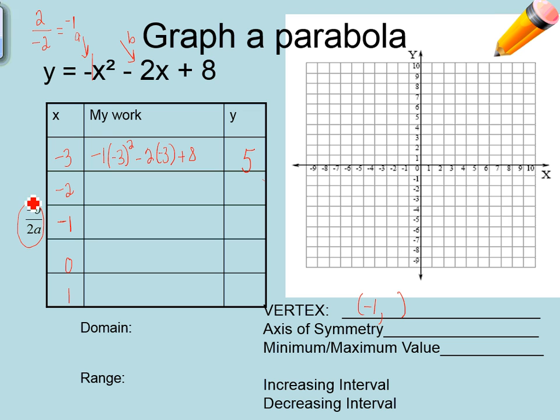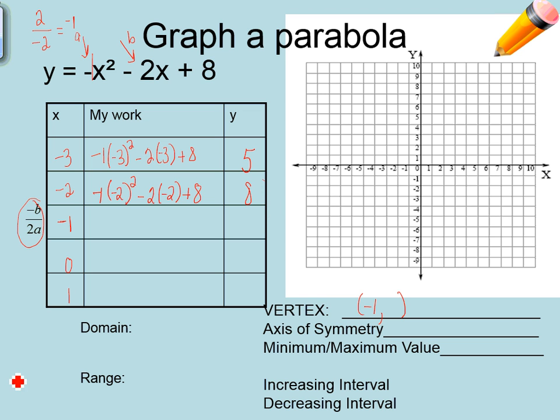Now let's try -2. So -1 times -2 parentheses squared minus 2 times -2 plus 8. So let's try this again. This time I plug in -2. So -1 parentheses -2 squared minus 2 times -2 plus 8. That gives me 8.